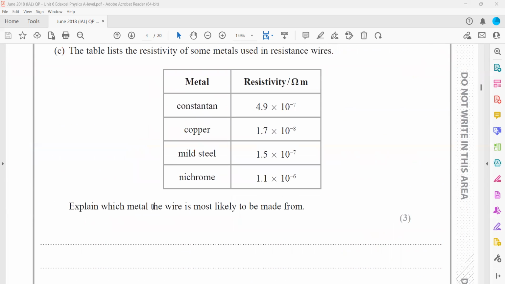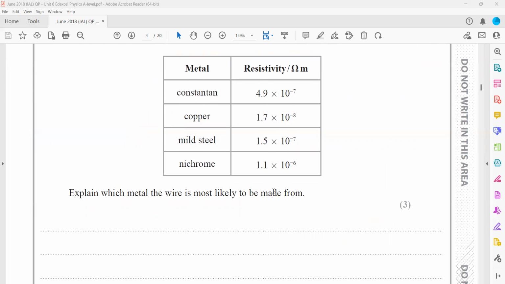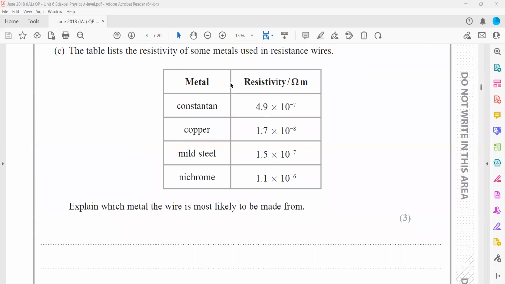Then the table lists the resistivity of some metals. Explain which metal is most likely to be used. So when you check the resistivity, our answer was 4.8 × 10^-7. So which one does it match with? It matches with constantan.